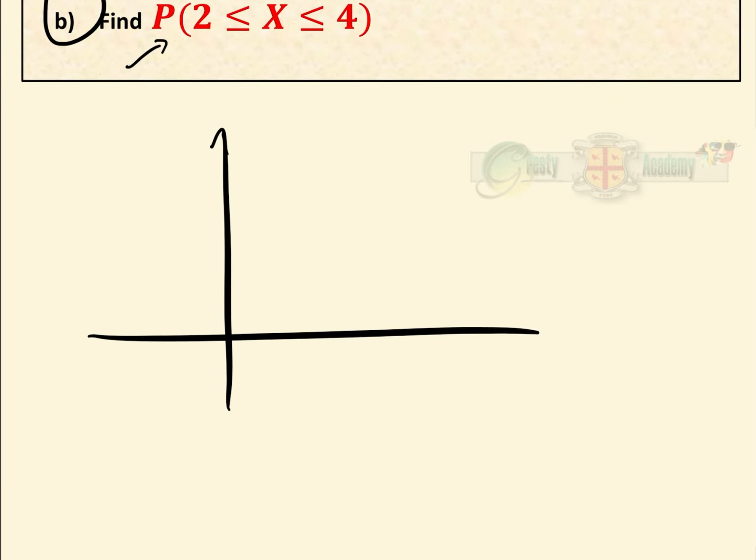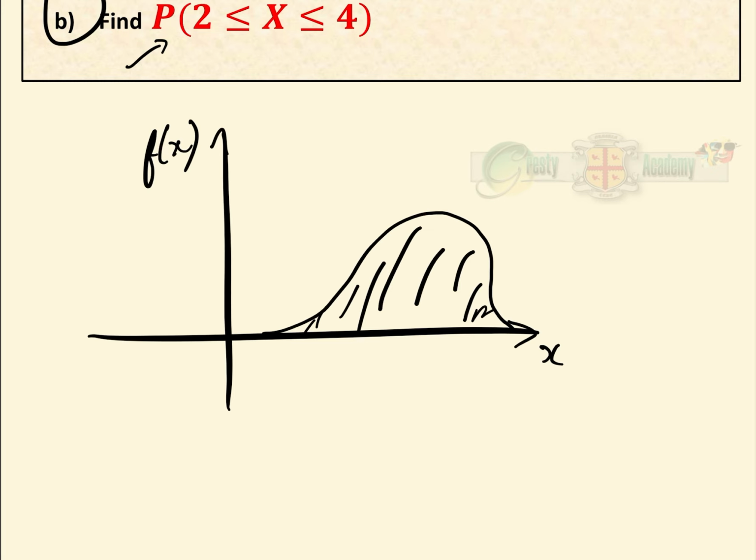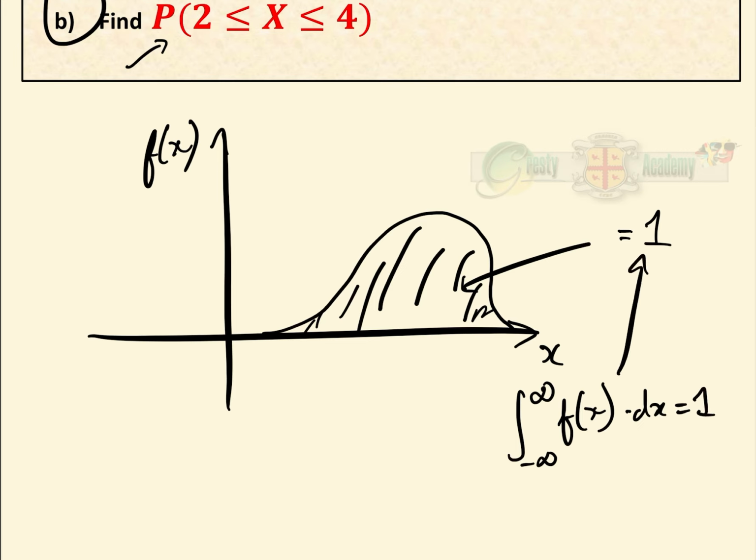So let's draw a nice little graph here of f of x, where f of x is our probability density function. Let's just say, for example, that our probability density function is something like that. The first thing that we've already learnt is that the area underneath the curve of the probability density function equals 1. That's the sum of all of the probabilities. We dealt with this in a previous video: the integral between minus infinity and infinity of f of x dx equals 1, which is the same thing as saying the area is 1.